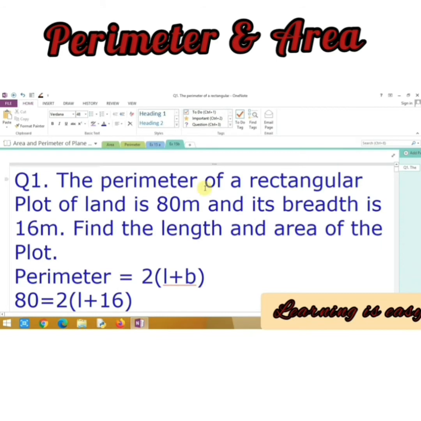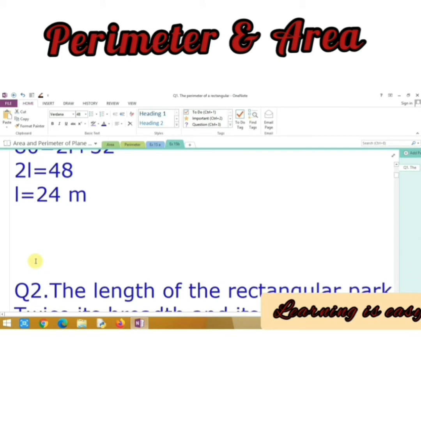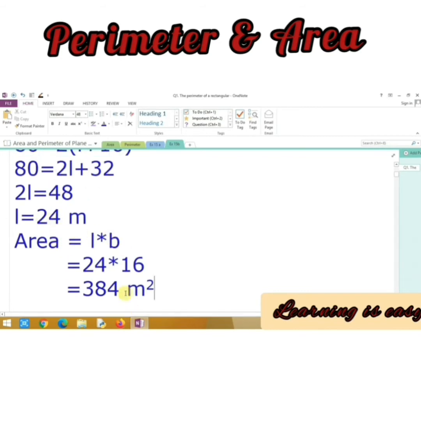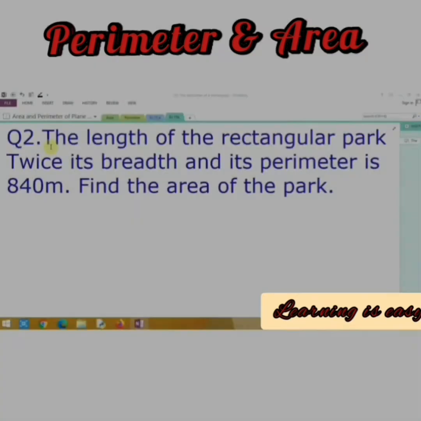With length and breadth, we can find the second part of the question, that is area of the plot. So area of the rectangular plot is L into B. So 24 into 16. As the length is 24 and breadth is 16, we get the area 384 meters square. So we got the length and area. Those are the two parts of question 1.